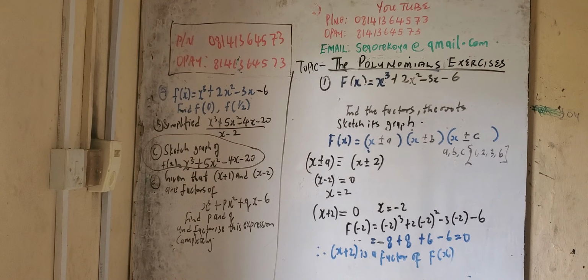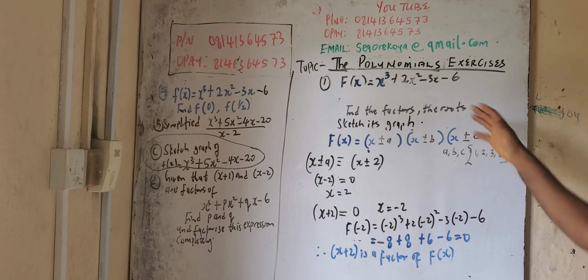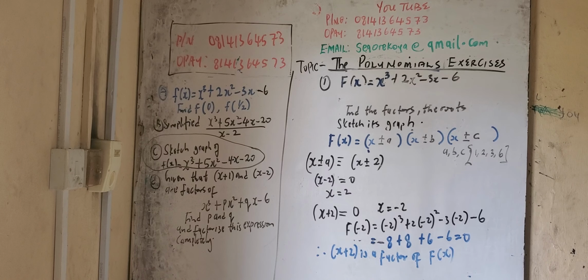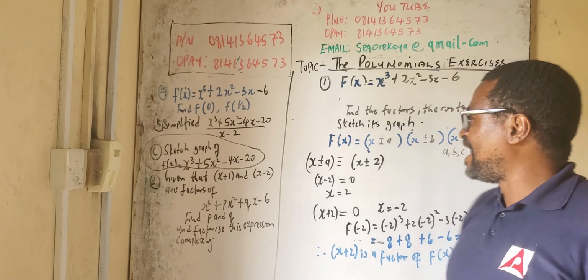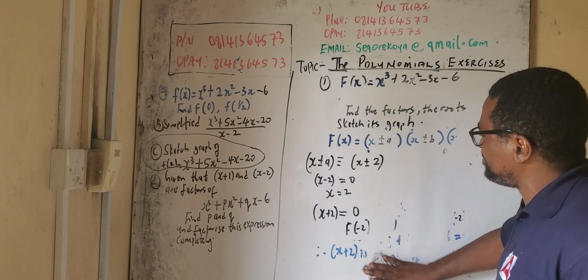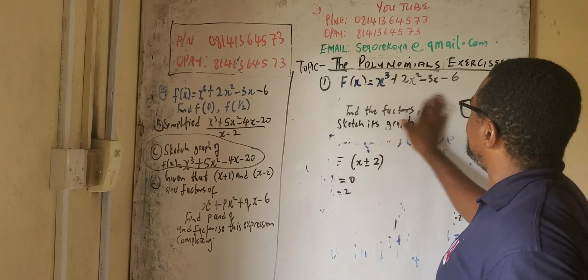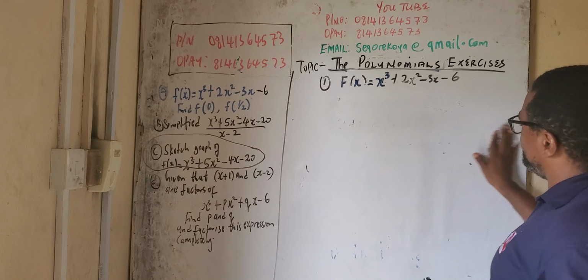The moment you have tested, you can equally go ahead and test for each of these factors here and see which of them will give you 0. But it will take a longer time. The moment you have established one of them, you can use that one to generate the other factors using what is called long division method. Now, let's do the long division for this. So we have established that the factor here is x plus 2. So we are going to use x plus 2 to divide this polynomial.